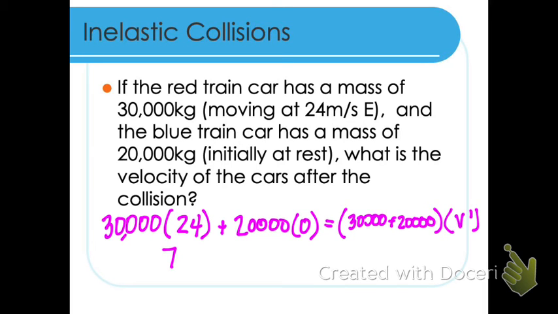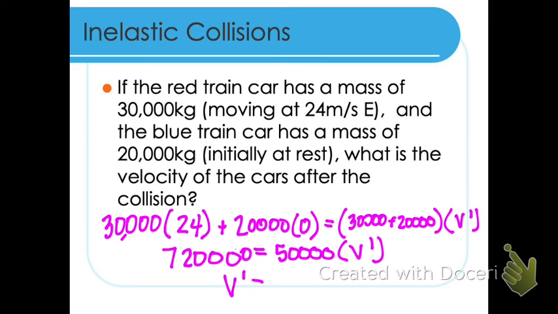Okay, so this gives me about 72,000 over here on this side. Wait, that can't be right. 30,000 times 24, 720,000. Sorry, I missed a zero. Equals 50,000 times V prime. And so when I divide over that 50,000, I got V prime equal to about 14.4 meters per second.